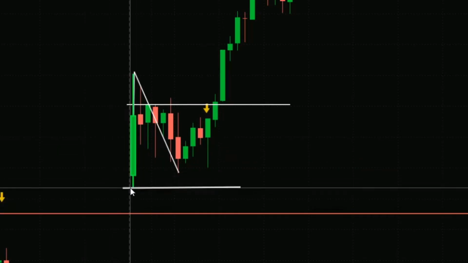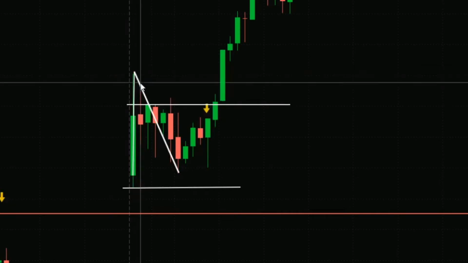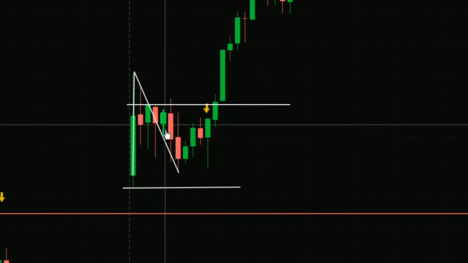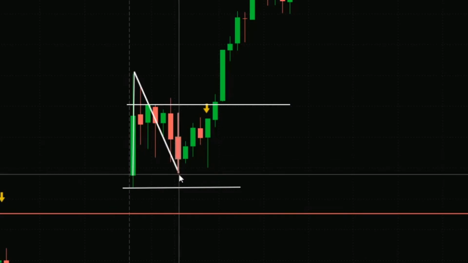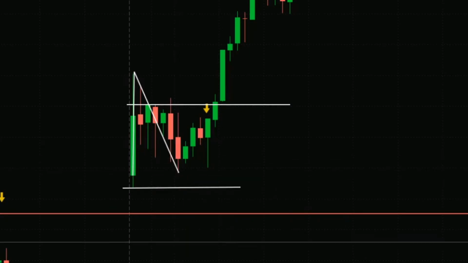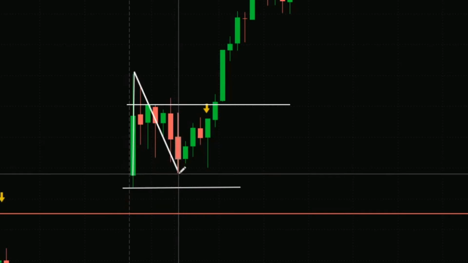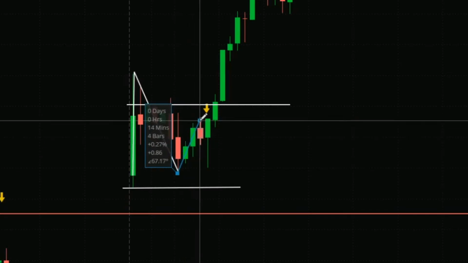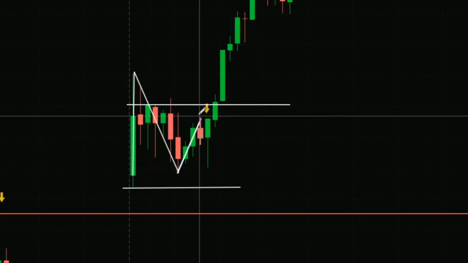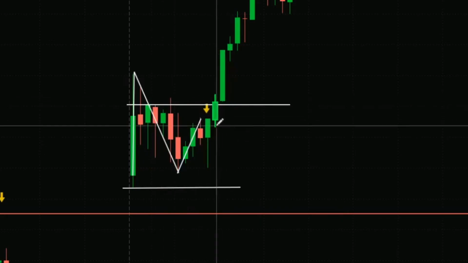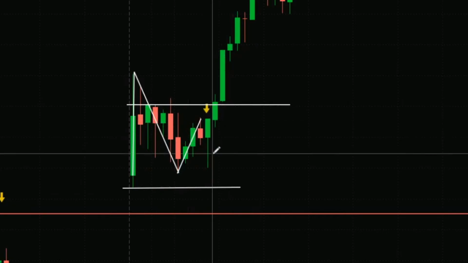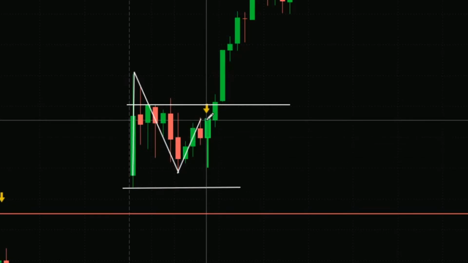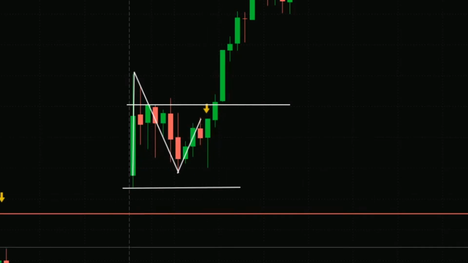So we open here, we come up, we have a pullback. This whole time we're watching the market trying to find a good entry. We have a pullback. Then as we start coming up here and we make one green candle, two green candles, put in a doji, we are on alert for a potential breakout pattern. Then we get this guy here. This is the confirmation that yes, we are about to have a breakout pattern.